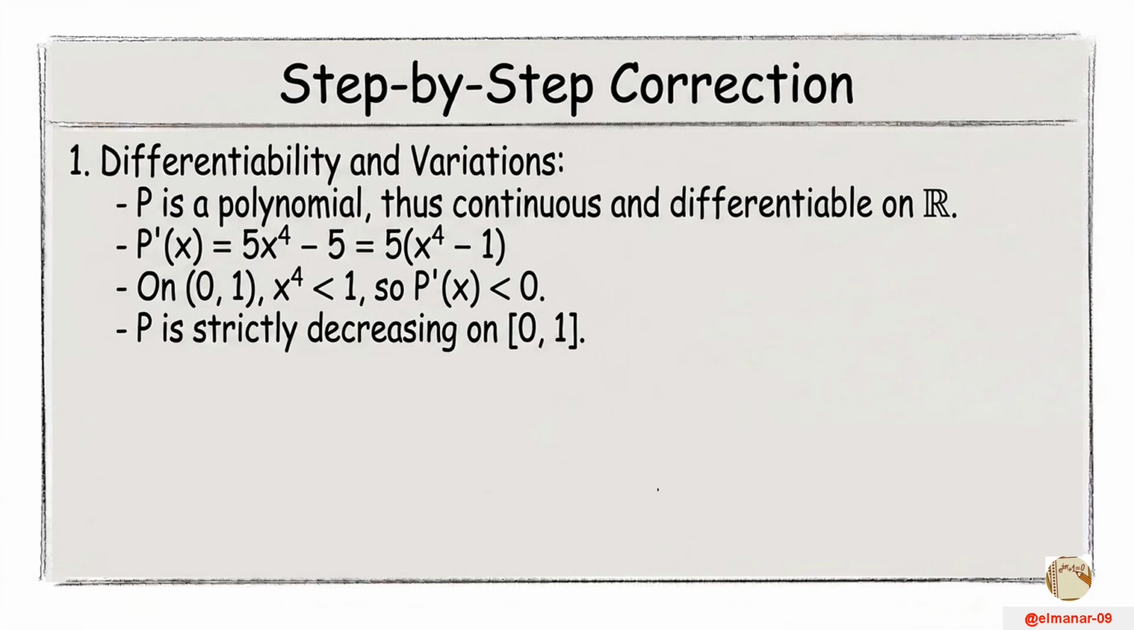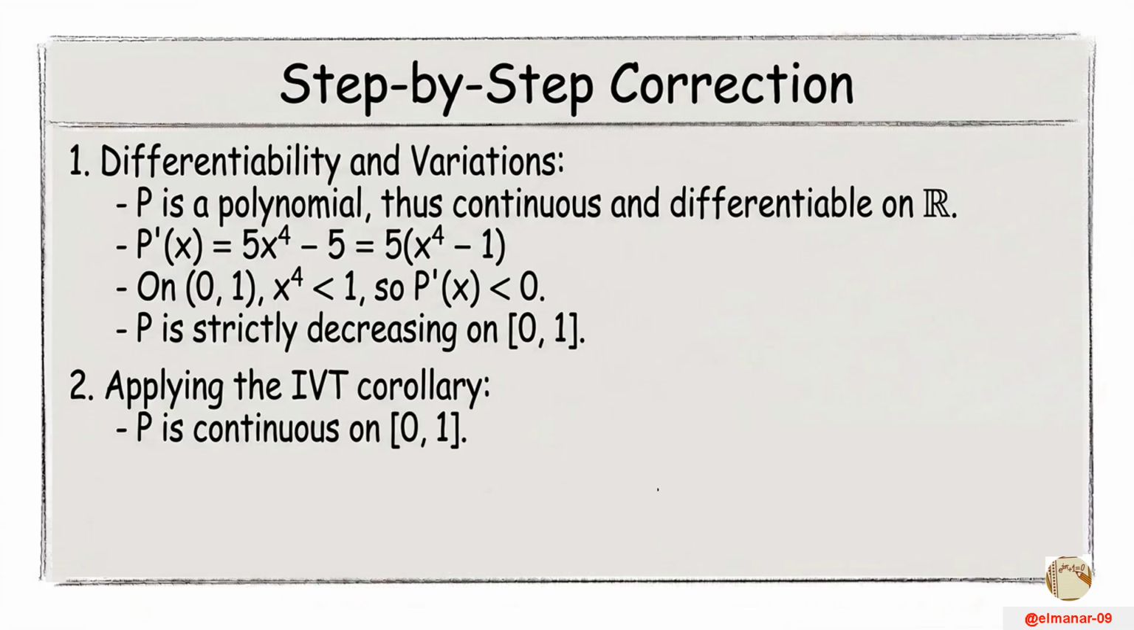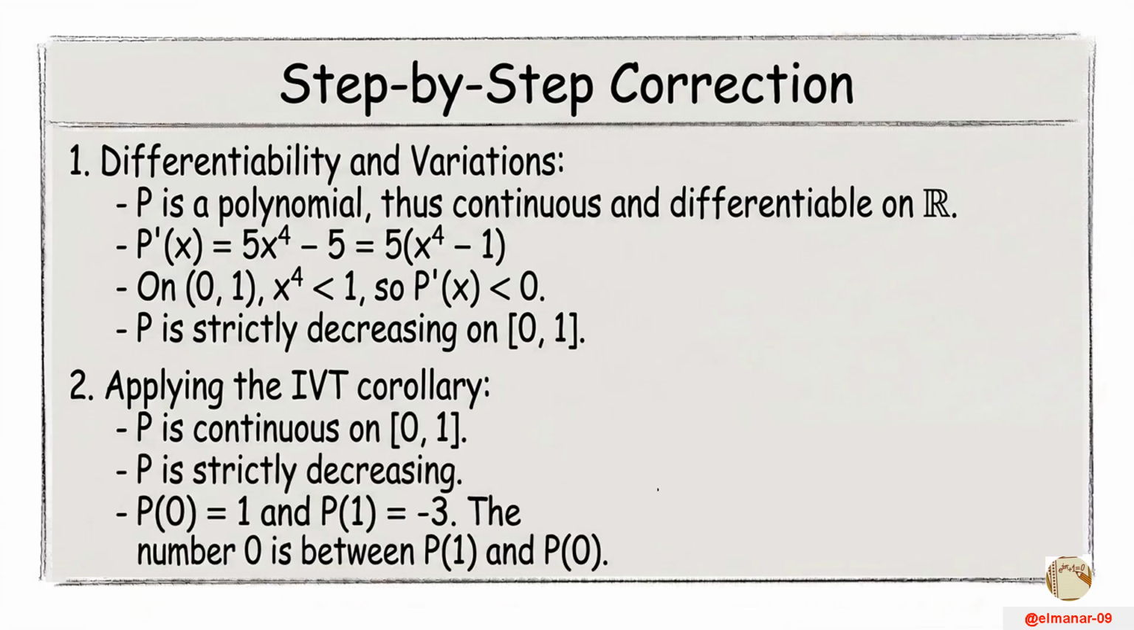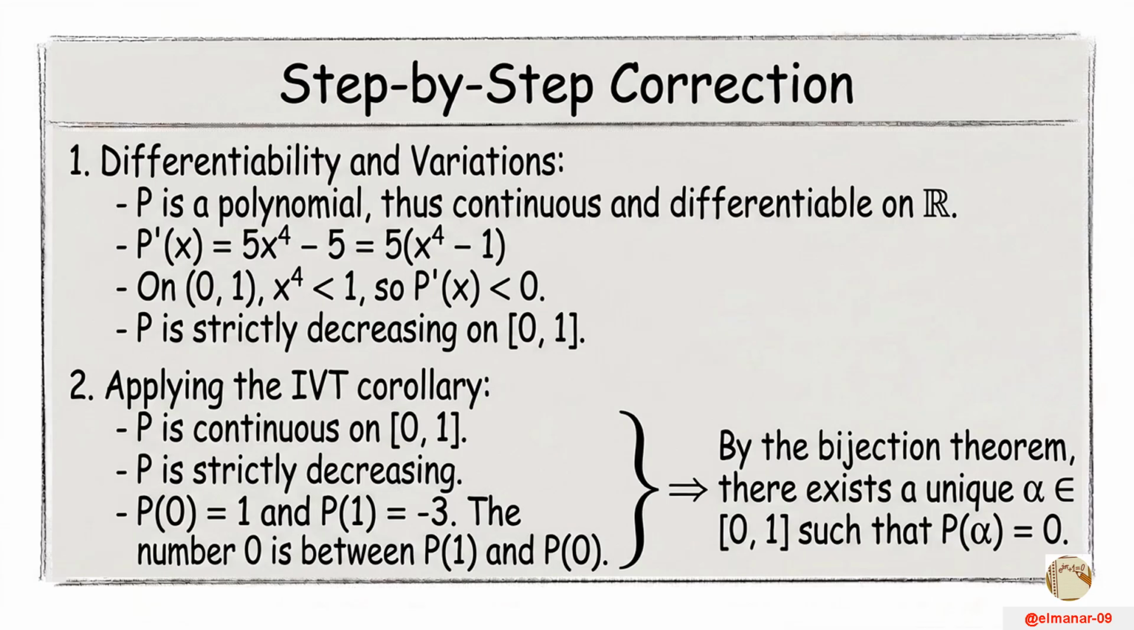For question 2, we apply the IVT corollary. P is continuous and strictly decreasing on the interval. P of 0 is 1, and P of 1 is -3. Since 0 lies between those two values, the Bijection Theorem guarantees that a unique solution alpha exists where P of alpha equals 0. Perfect.